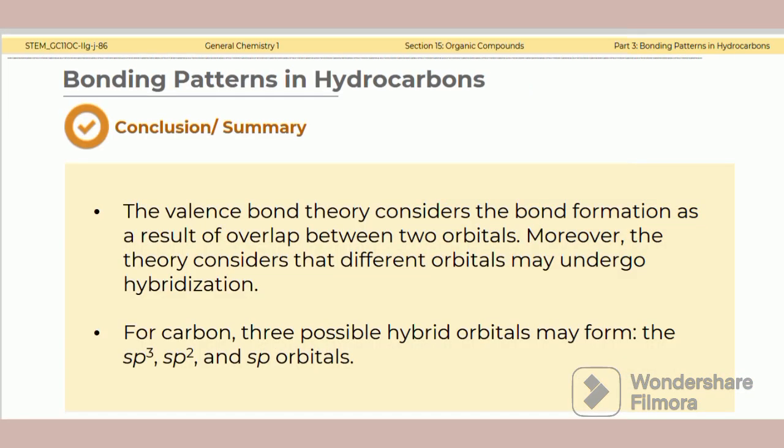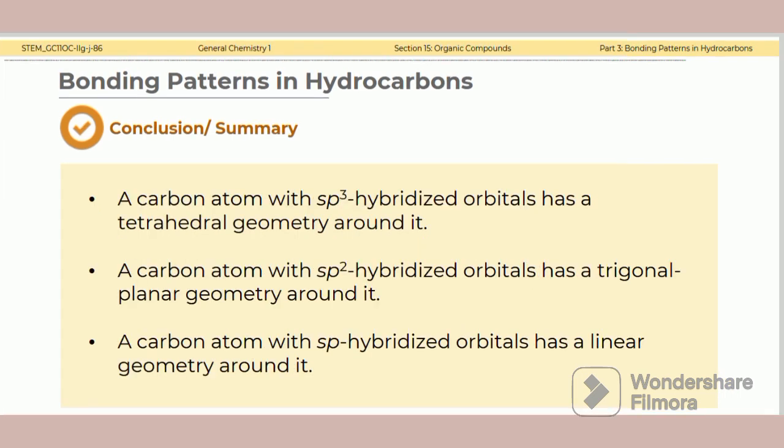To summarize our discussion, let us remember that the valence bond theory considers bond formation as a result of overlap between two orbitals. Moreover, the theory considers that different orbitals may undergo hybridization. For carbon, 3 possible hybrid orbitals may form: the sp3, sp2, and sp orbitals. A carbon atom with sp3 hybridized orbitals has a tetrahedral geometry around it, while a carbon atom with sp2 hybridized orbitals has a trigonal planar geometry around it, and a carbon atom with sp hybridized orbitals has a linear geometry around it.